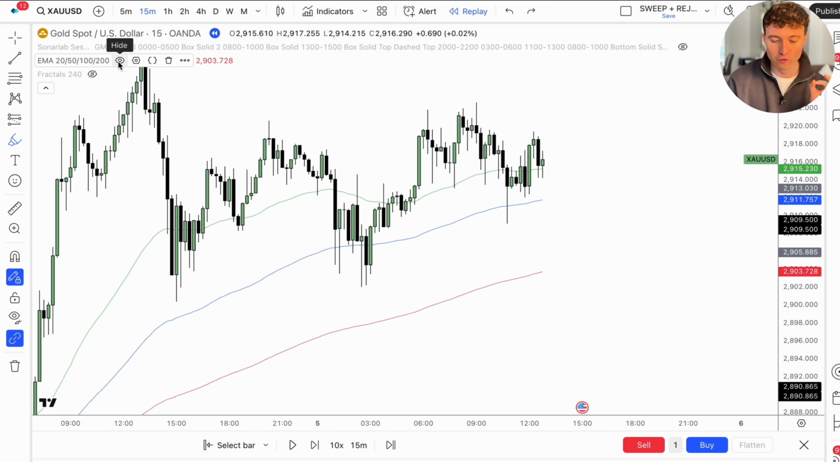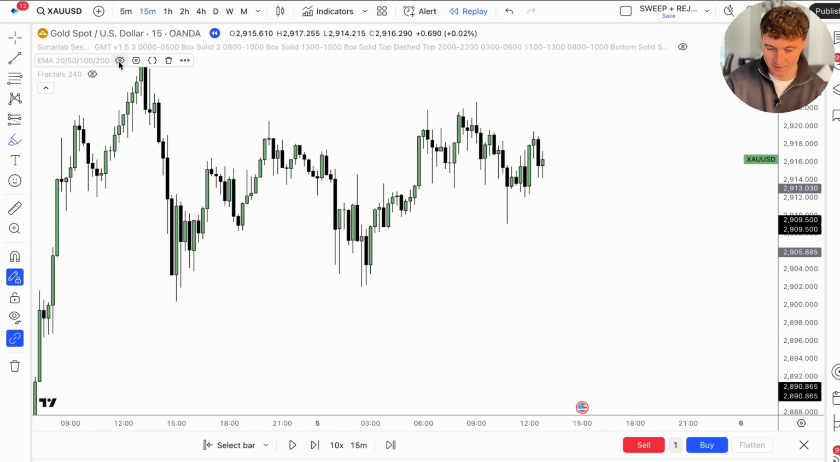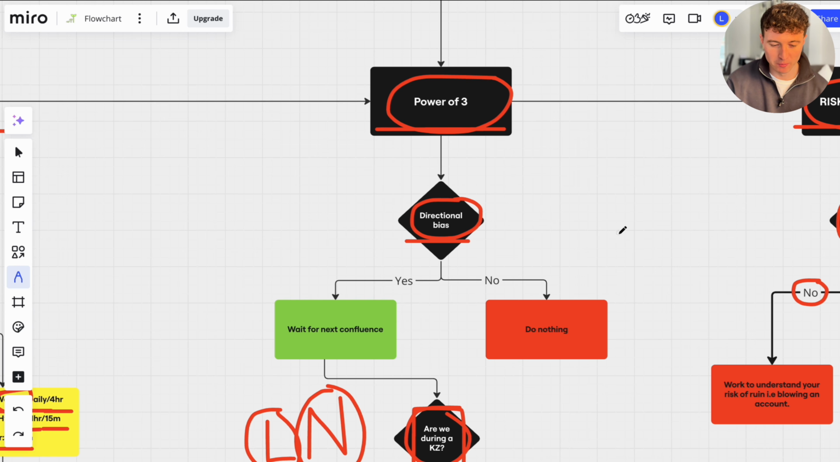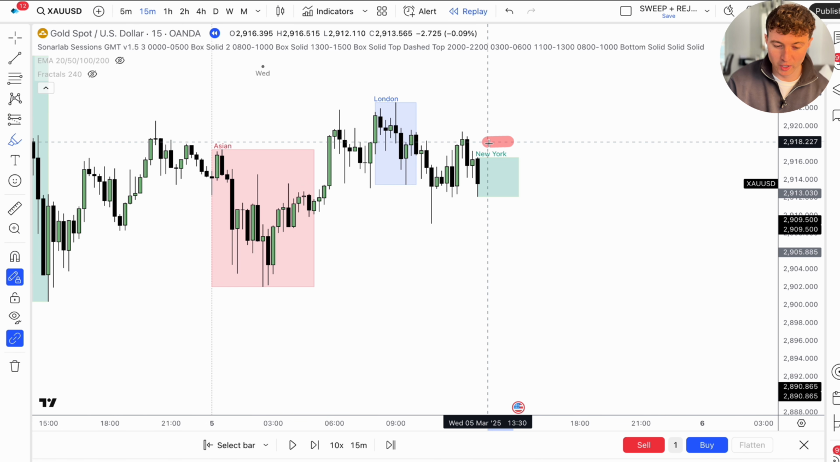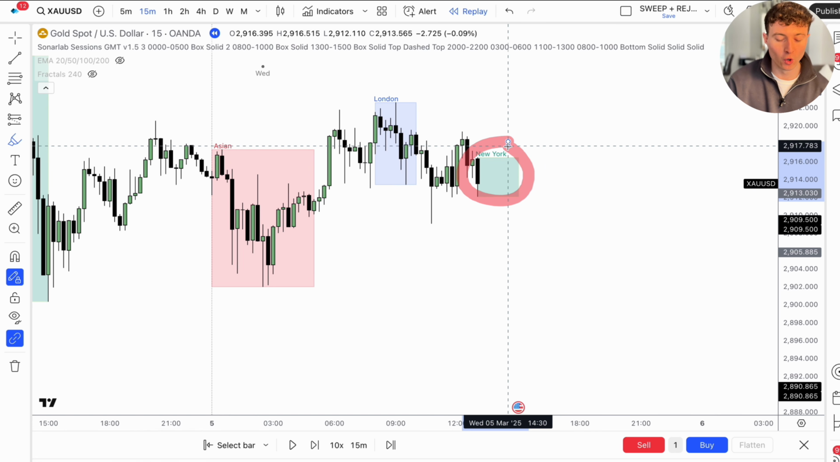I'm just going to remove the EMAs just for simplicity, but please keep in the back of your mind that we are long bias. So looking back at the process right here, you can see this is step number 1, which was directional bias. That is now ticked off because we understand we are long bias. Step number 2 on the process is, are we during a kill zone? And you can see right here, we are currently during the New York kill zone.